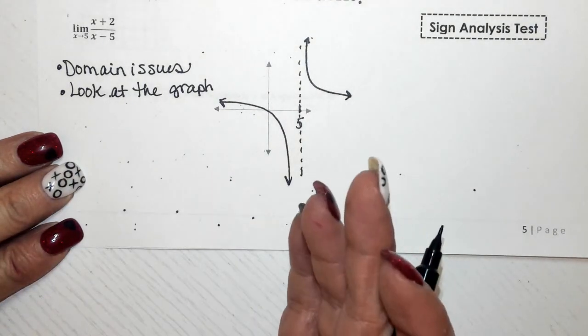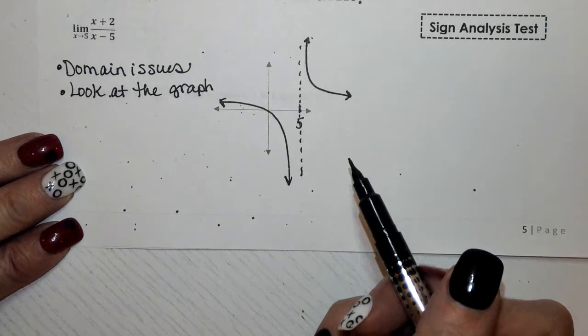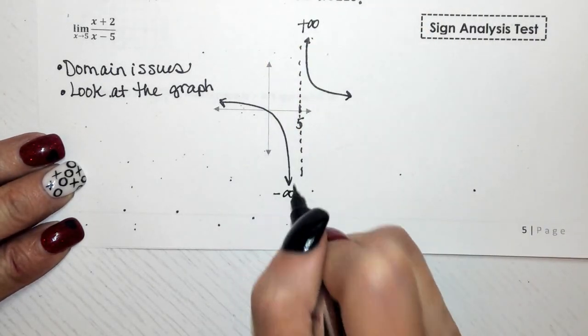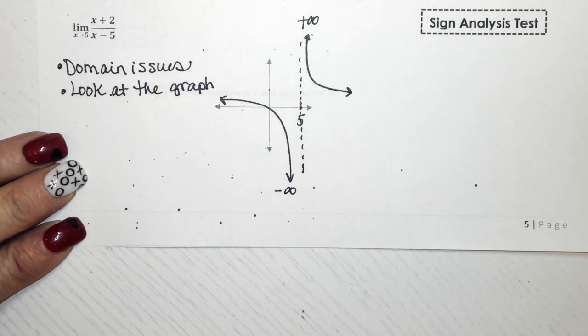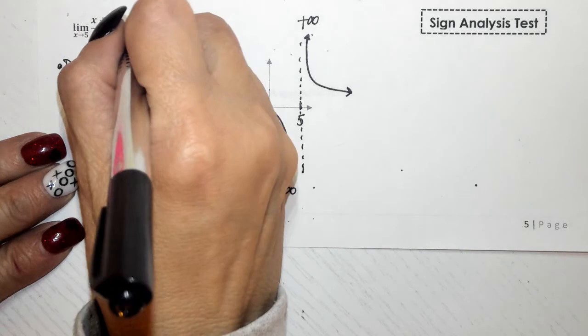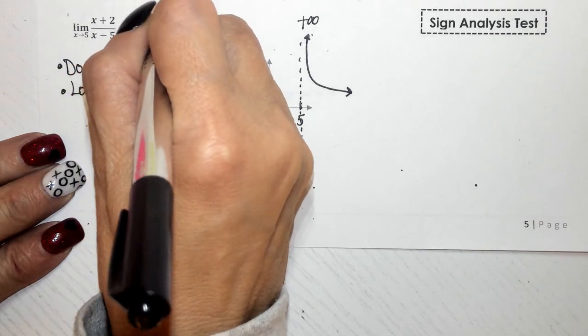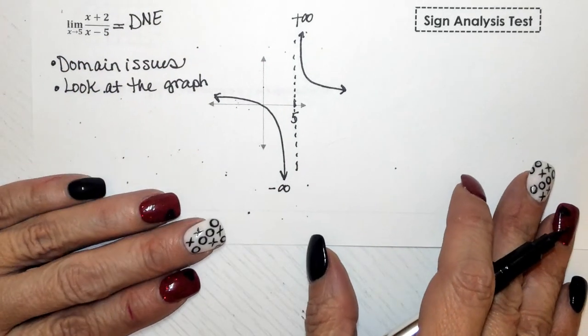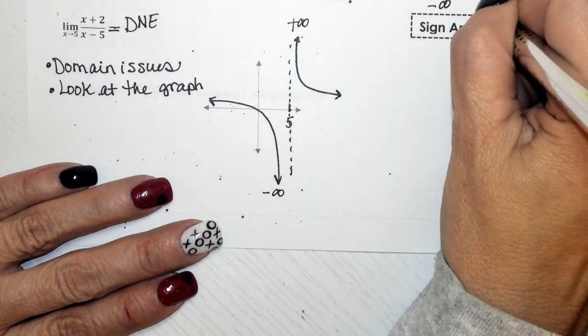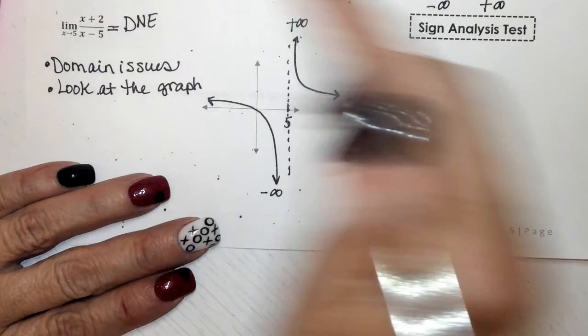I definitely graphed it in the calculator, and I sketched the graph. And so I noticed that up here it's going to positive infinity, but I know here it's going to negative infinity. So what does that mean? That means the limit as it approaches 5 does not exist because it's not going to the same thing. So you have to do what's called the sign analysis test, positive and negative infinity. You want to check it out.